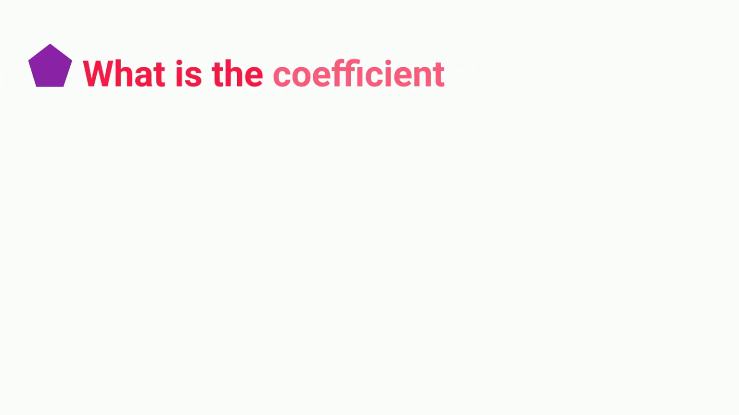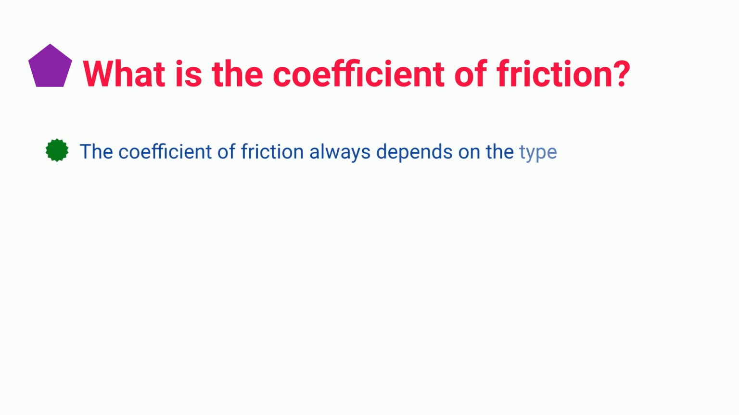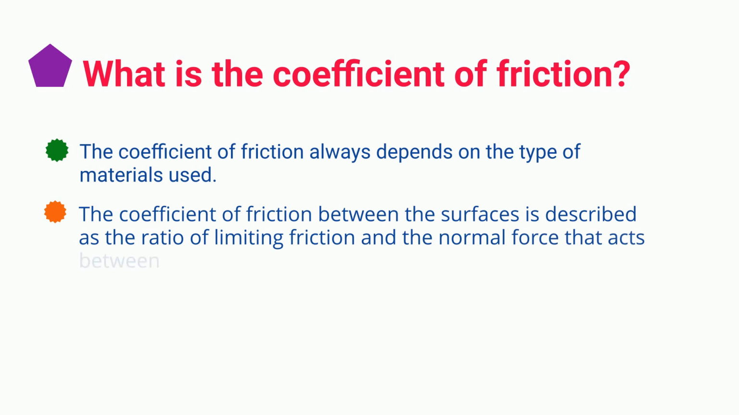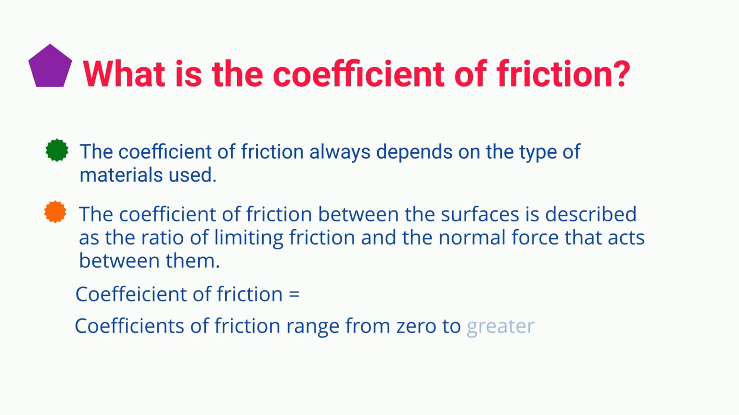What is the coefficient of friction? The coefficient of friction always depends on the type of materials used. The coefficient of friction between the surfaces is described as the ratio of limiting friction and the normal force that acts between them. Coefficient of friction equals limiting friction divided by normal force. Coefficients of friction range from 0 to greater than 1.